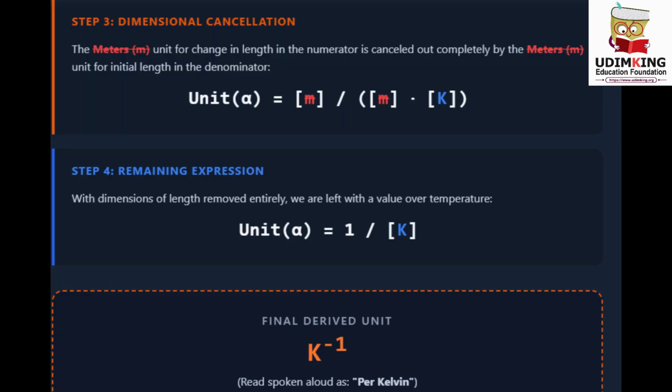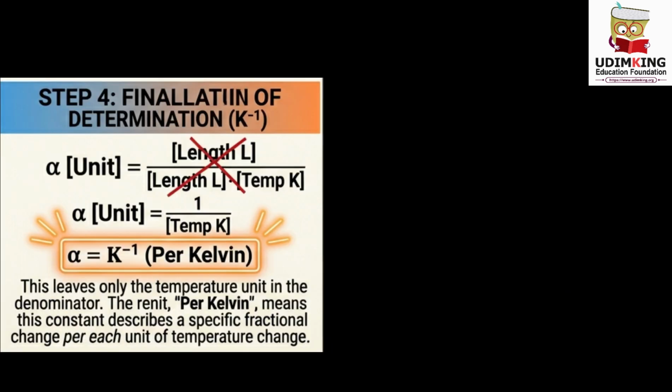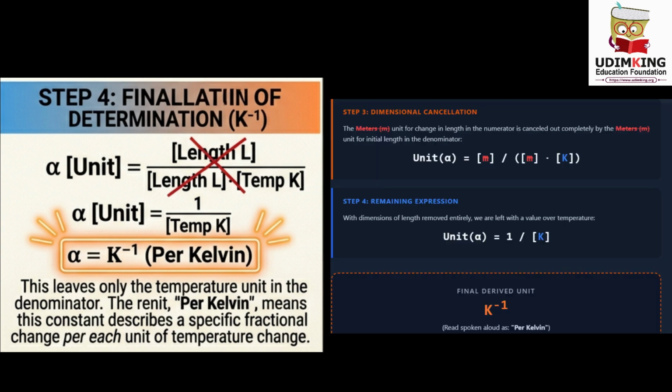We have a unit of meters on the top and a unit of meters on the bottom because they sit on opposite sides of the fraction line. They completely cancel each other out. The length units disappear from the calculation entirely. With the meters gone, what is left behind? We are left with a simple one on top and Kelvin on the bottom.